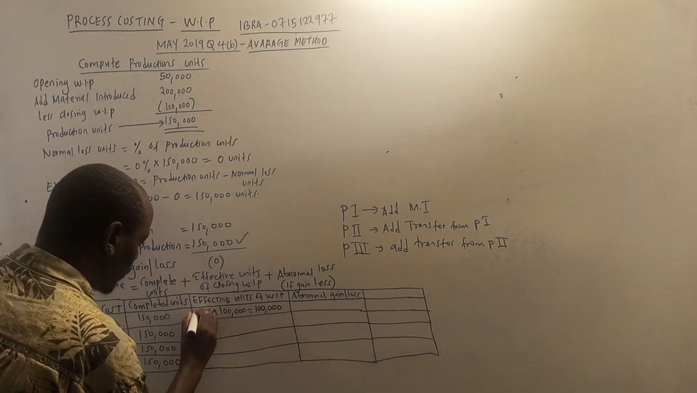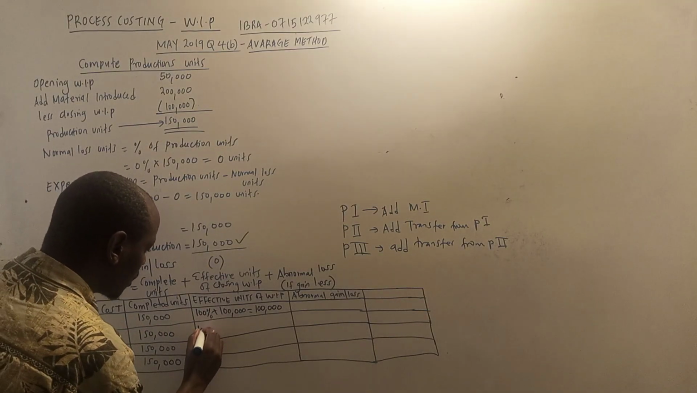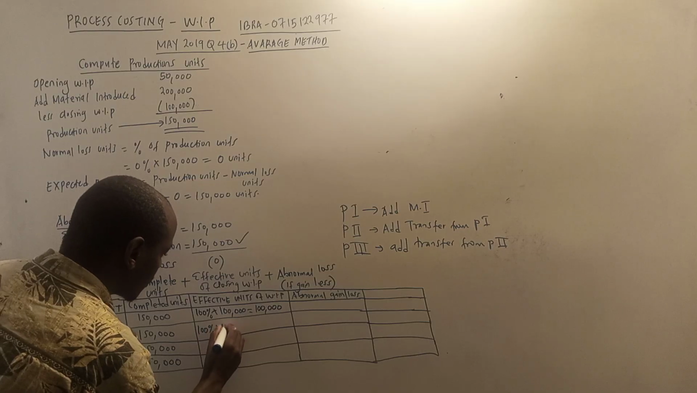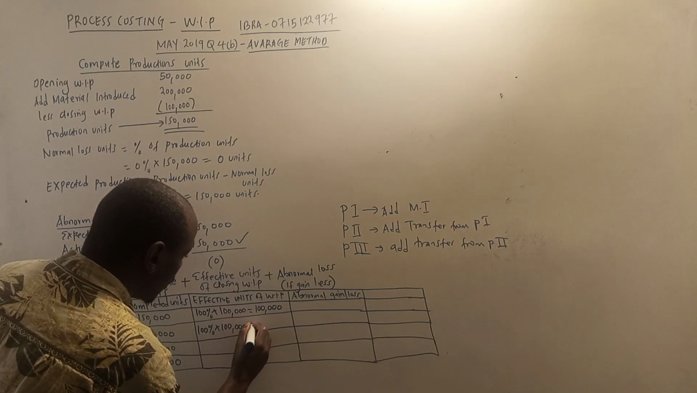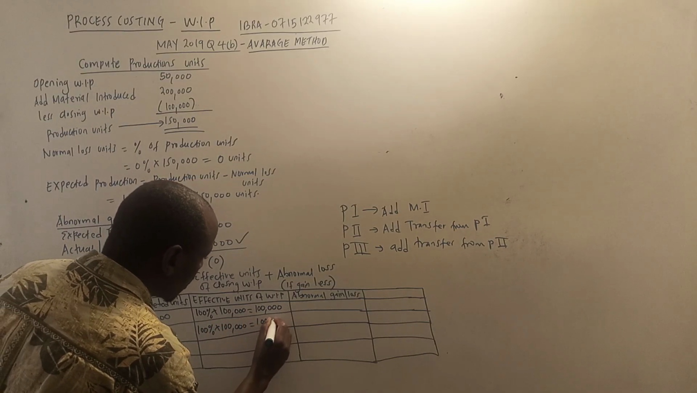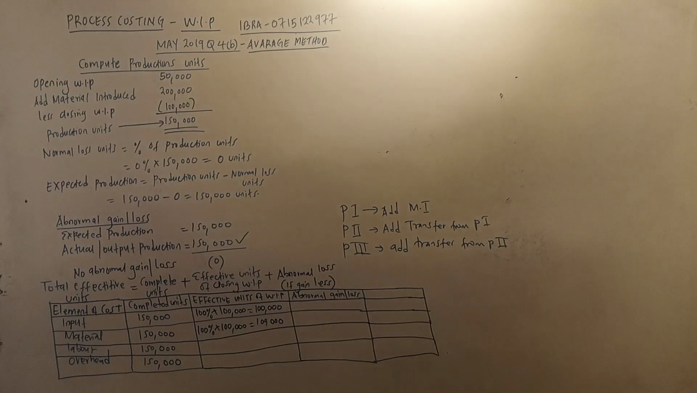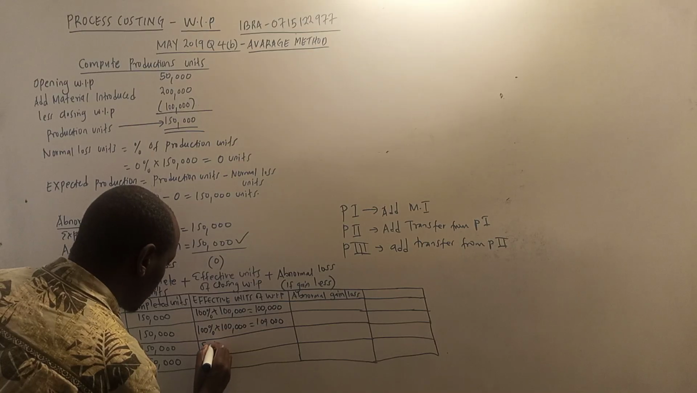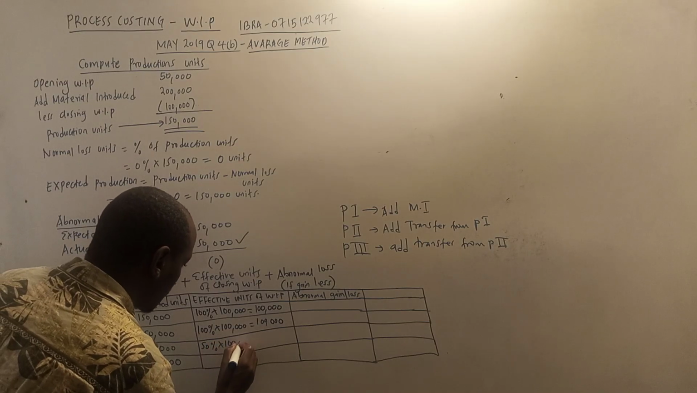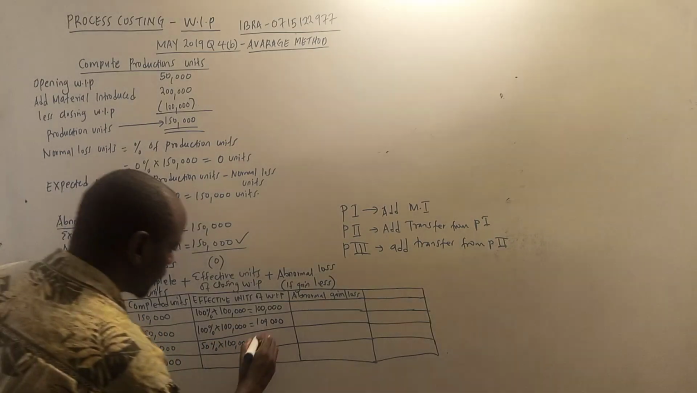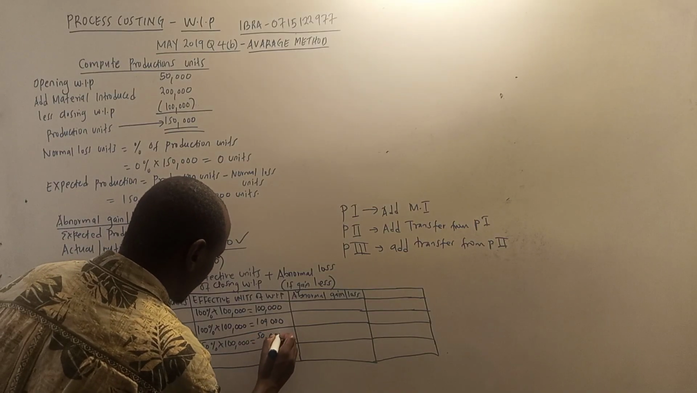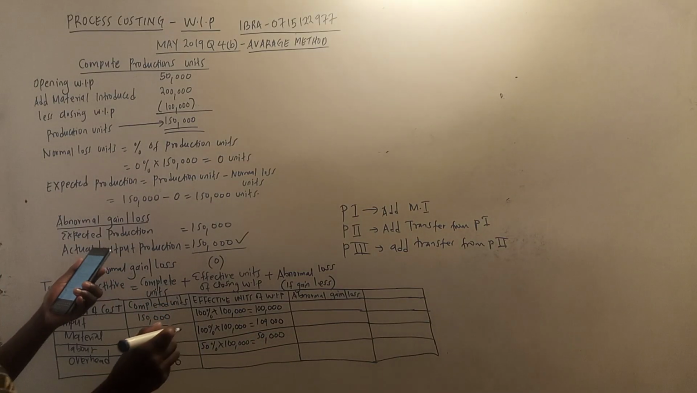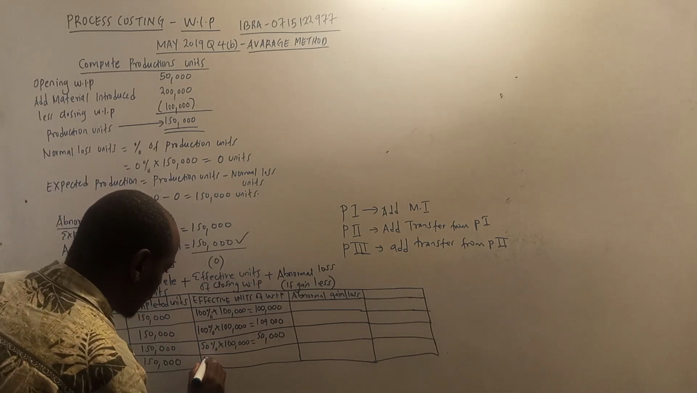Now, if we go to the next item, material: from information number 2, material is 100% times 100,000, which also gives us 100,000. But labor is 50%, so 50% times 100,000, which is 50,000. And then overhead is 40%.